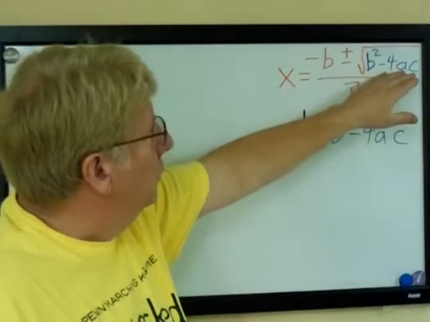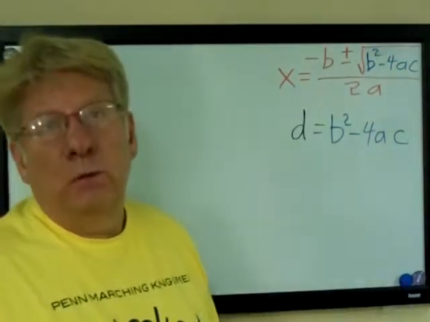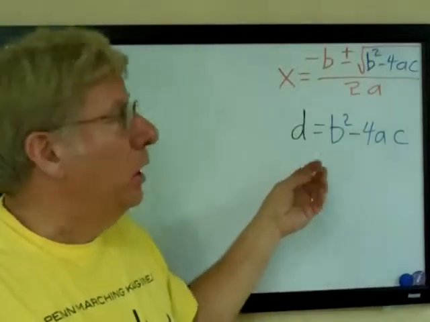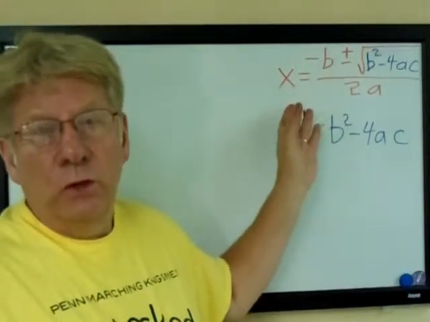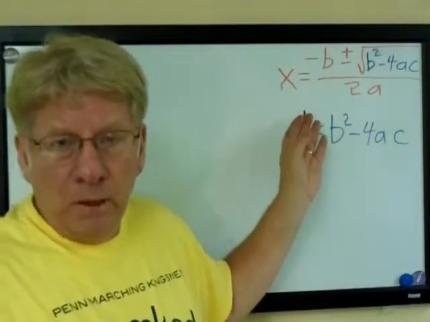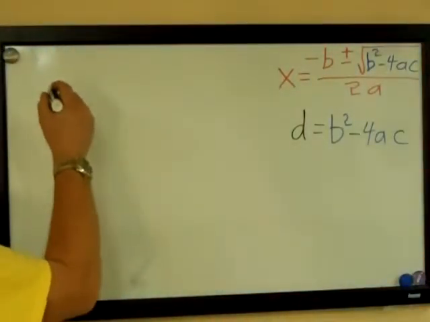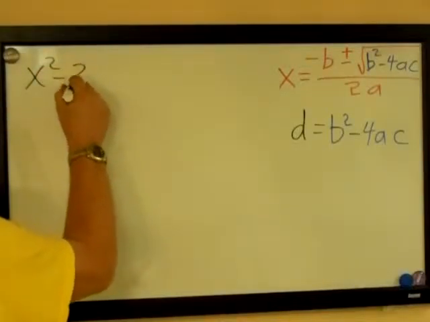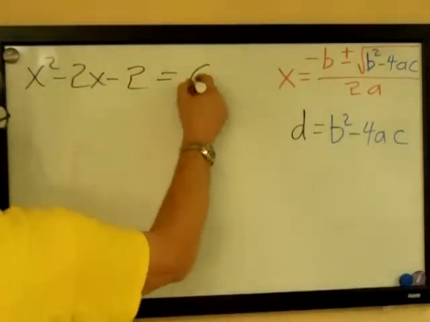If this is negative, then we have the square root of a negative number, which we can't do. That ends up as an imaginary or complex number, not a real solution. So those are the three cases for the discriminant. So now we'll take an example and try that. As our first example, we'll have x squared minus 2x minus 2 equals 0.